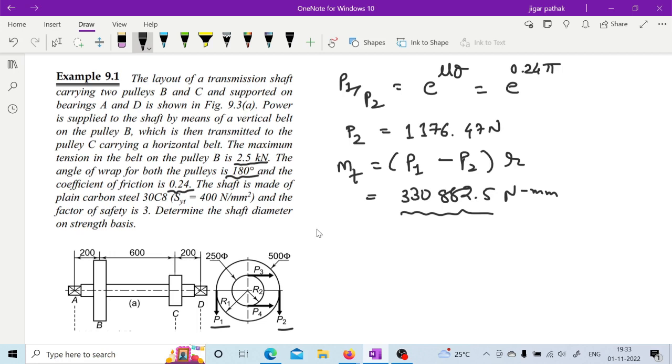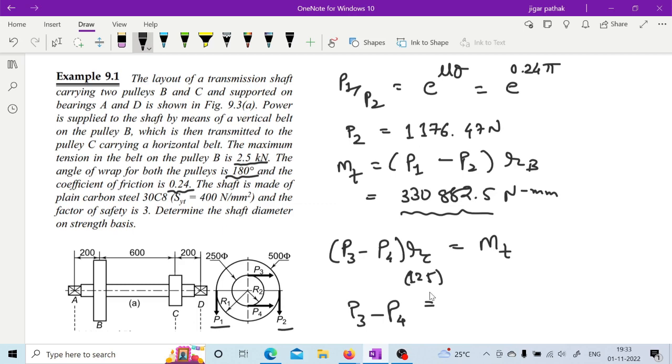Now the same torque is transmitted, right? So in case of pulley C, P3 and P4 are there. So P3 minus P4 into the radius of pulley C will be equal to MT, which you have calculated, correct. Here RC is given as 125. So you can have this value of P3 minus P4 with you.